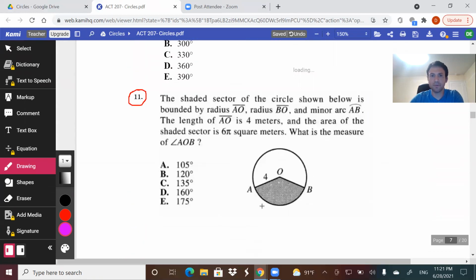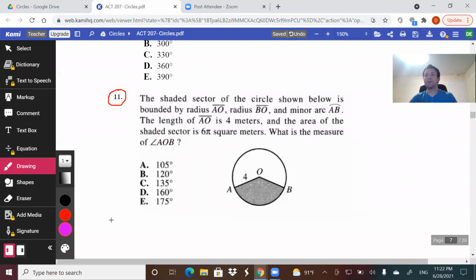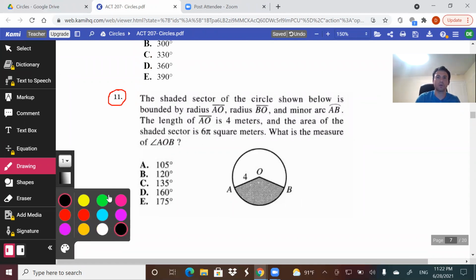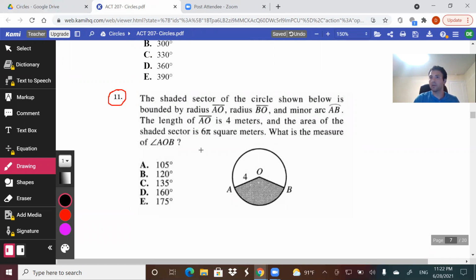Picked some commonly missed problems. So this first one, 11, isn't commonly missed, but it has to do with what we were just doing a moment ago. So if you want, pause it, give it a shot. I'm just going to keep on rolling though. The shaded sector of the circle shown below is bounded by radius AO, right here, and radius BO, and minor arc AB. The length of AO is 4, and the area of the shaded sector is 6 pi. What is the measure of angle AOB?